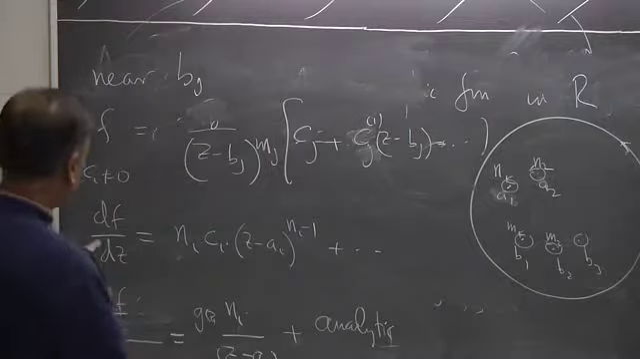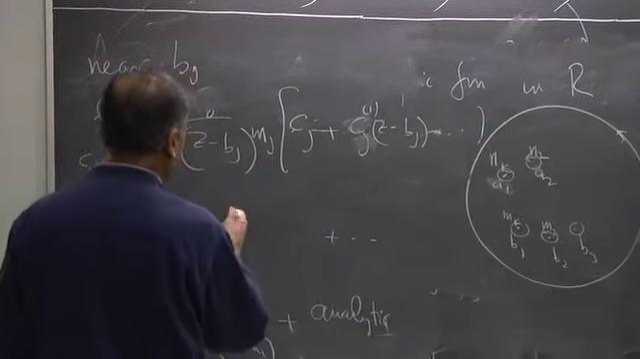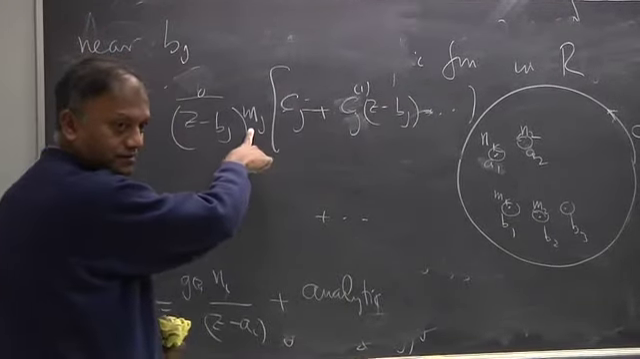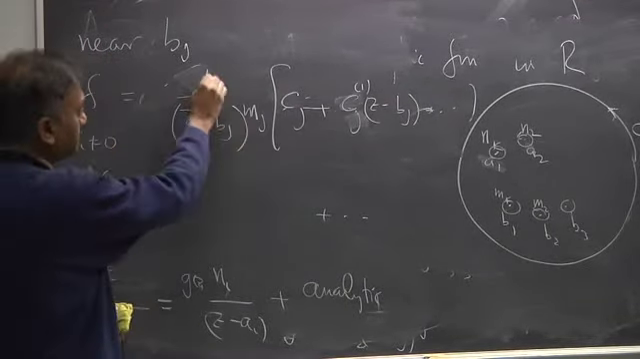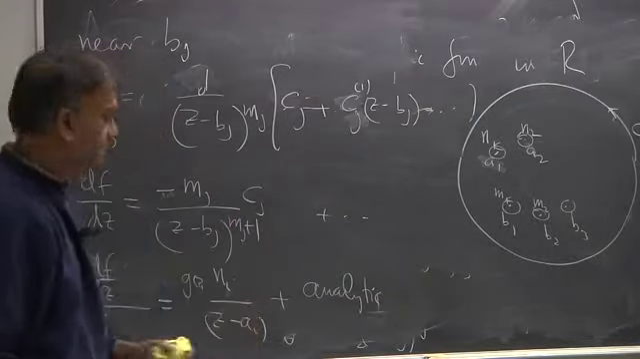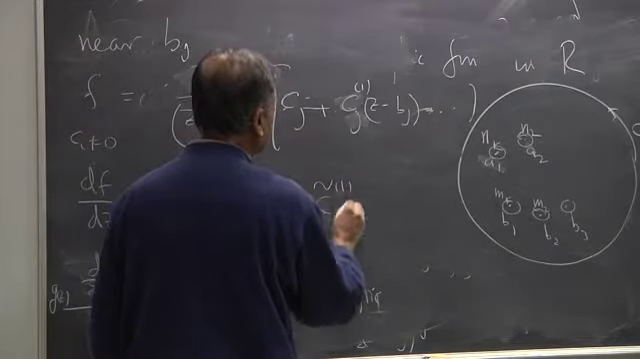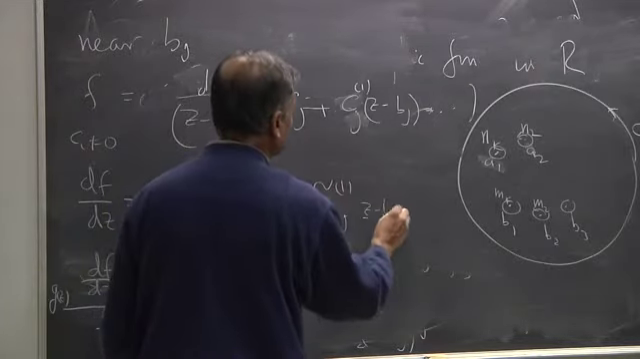Now let's look at df by dz. So the first term, when I apply the derivative, will give me minus mj, because this is a negative power, right? So it will give you minus mj times (z minus bj) to the mj plus 1 times cj, and again less worse powers. So once again you can write it as this plus something else, c tilde 1j (z minus bj), etc. You can write like that.